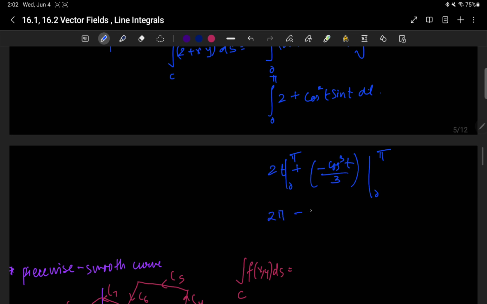So you get 2 pi minus 2/3. Oh, two negatives become a positive, so you get a plus 2/3. So that's basically the line integral.